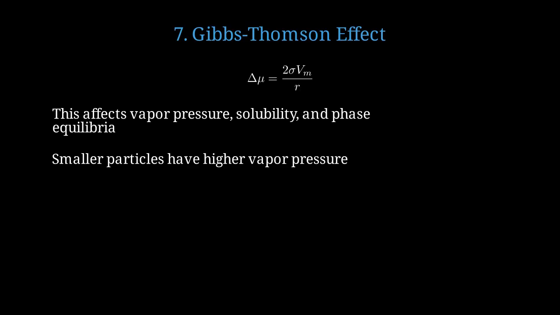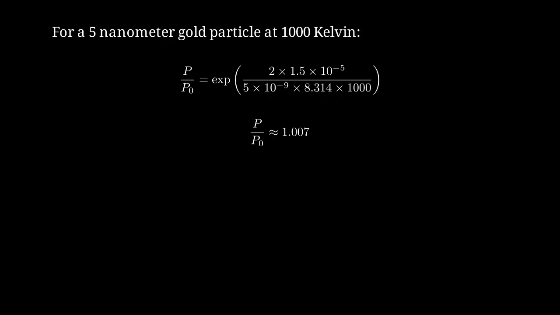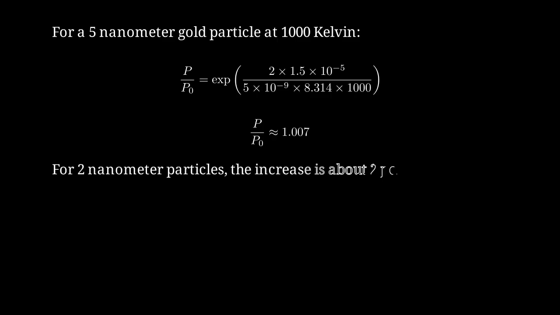Smaller nanoparticles have higher vapor pressure. They evaporate more easily than larger particles. Vapor pressure equals bulk vapor pressure times exponential of 2 sigma Vm over RT. Let's calculate this for our 5 nanometer gold particle at 1000 Kelvin. P over P0 equals exponential of 2 times 1.5 times 10 to the negative 5 divided by 5 times 10 to the negative 9 times 8.314 times 1000. This gives about 1.007 or 0.7% higher vapor pressure than bulk gold. For even smaller 2 nanometer particles, vapor pressure increases by about 2%.